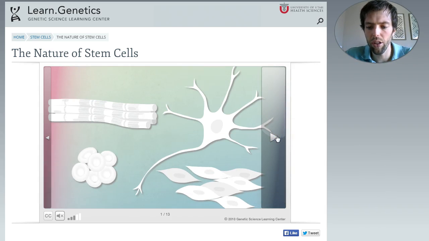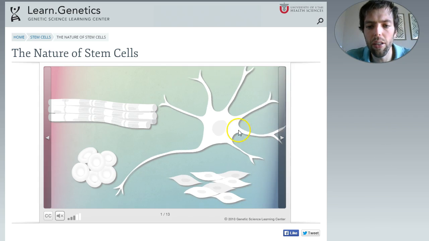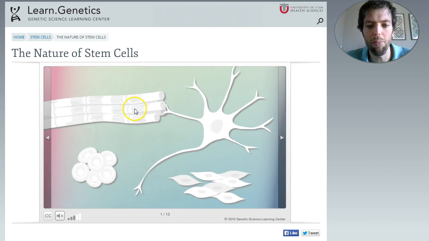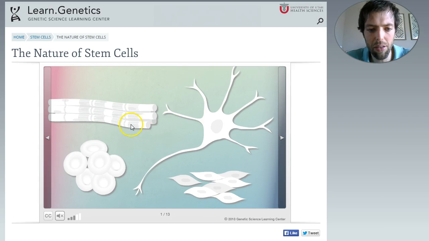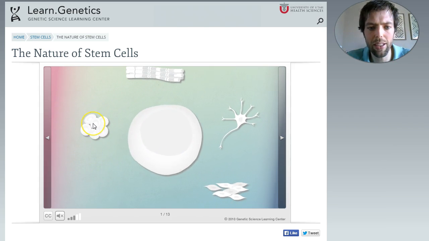Our bodies contain specialized cells. Here are these specialized cells in our body. These are nerve cells, skin cells, muscle cells. Those look like red blood cells to me, and these are in contrast to something called stem cells.